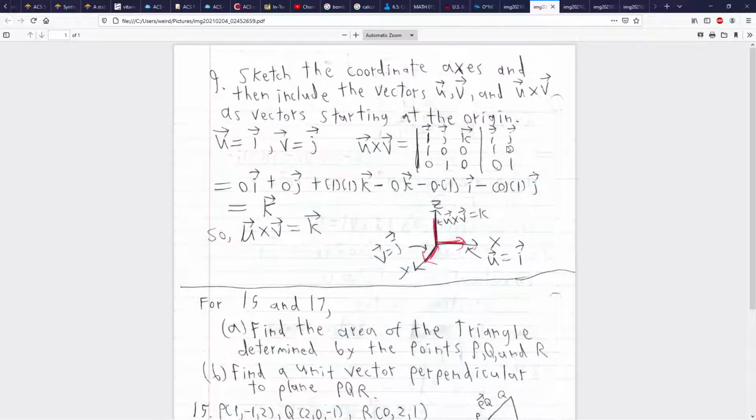Here's another type of problem. Sketch the coordinate axes and then include the vectors u, v, and u cross v as vectors starting at the origin. Very brief: if you have u equals i and v equals j, u cross v is going to turn out very quickly to be just k. So u cross v equals k, and just briefly, i, j, and k are basically your coordinate axes. They go along the respective coordinate axes, and that's it.